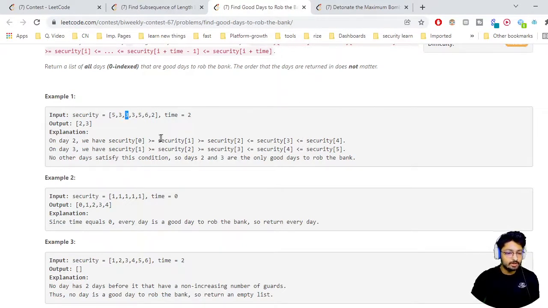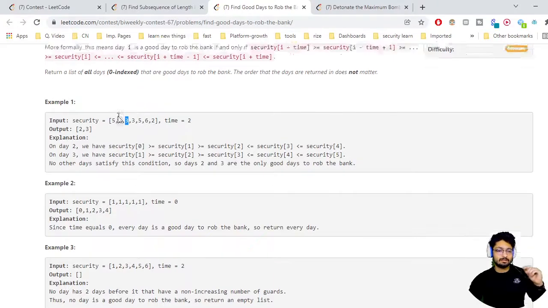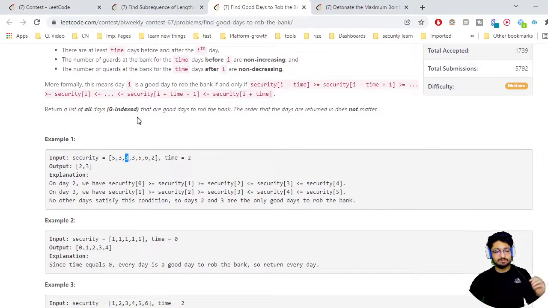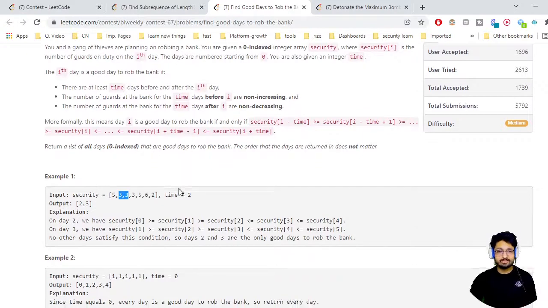How can you find out? There should be 2 days before that are available, 2 days after that are available, and the 2 days before should be non-increasing, which means they are constant or decreasing. So 5 and 3 are decreasing, and the 2 days after should be non-decreasing, as you can see 3 and 5. So this is fine. For the next number, the third index, the 2 days after are increasing and the 2 days before are non-increasing, so that is fine too.